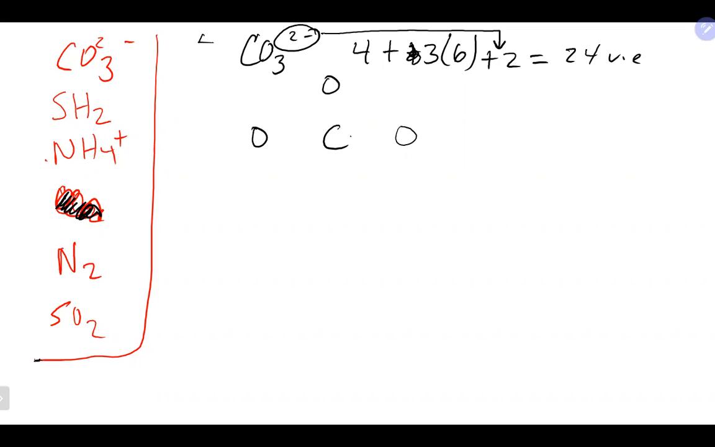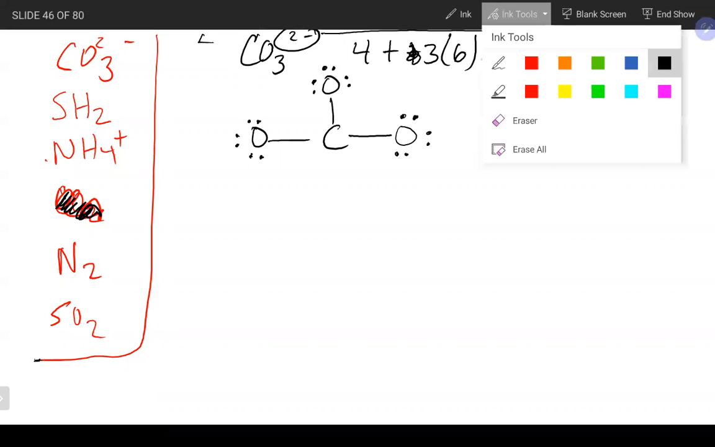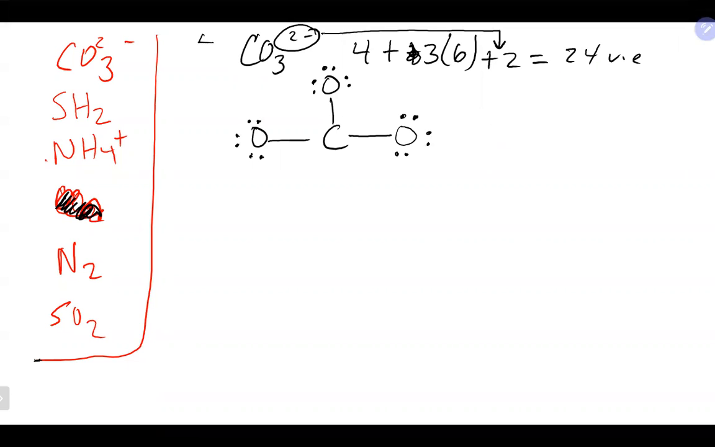We're going to do a single bond from the center to all the outside atoms. That is 6 electrons total. That leaves me about 18 more to go. That's going to go on the outside in pairs. So 2, 4, 6, 8, 10, 12, 14, 16, and 18. At this point, I've now put up all 24 of my electrons.